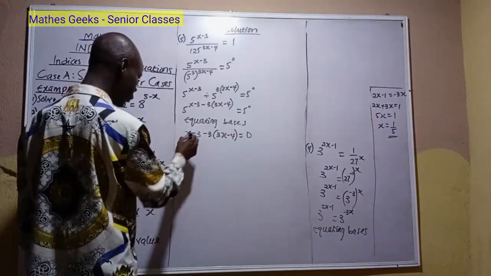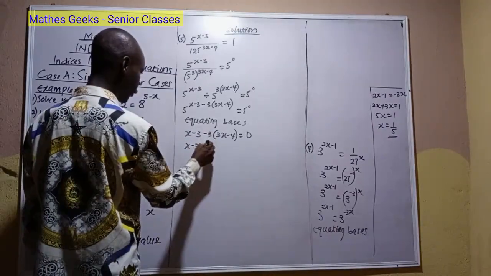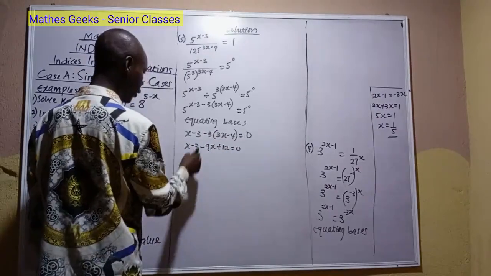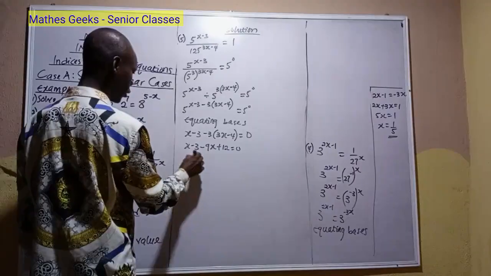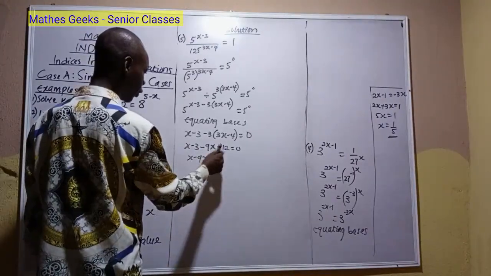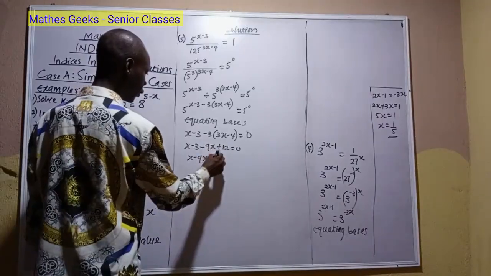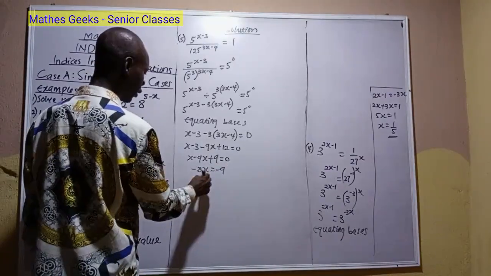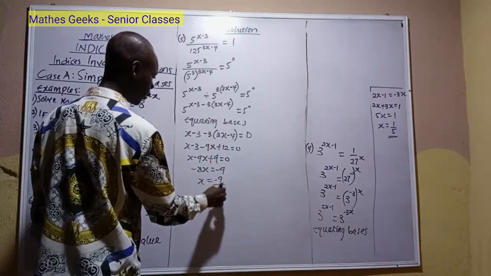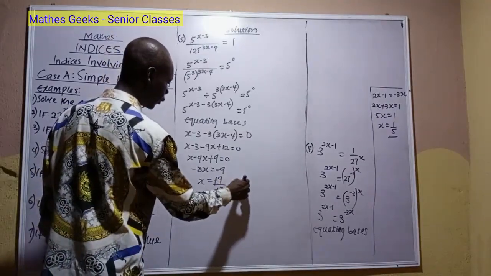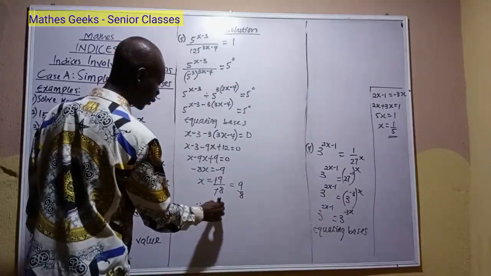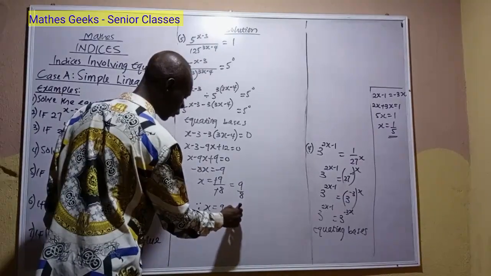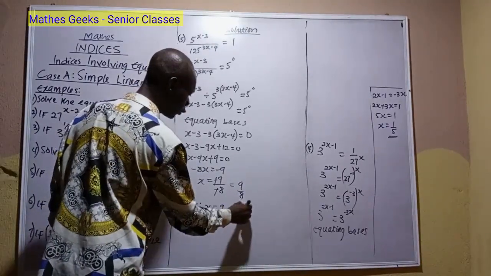So x minus 3 minus 3 times 3x gives us minus 9x, minus 3 times minus 4 gives us plus 12, equals 0. So x minus 9x, minus 3 plus 12 gives us plus 9, equals 0. So minus 8x equals minus 9, and x equals minus 9 over minus 8. So cancel, and that will be 9 over 8. So therefore x equal to 9 over 8, or if you reduce it, it is also equal to 1 and 1 over 8.